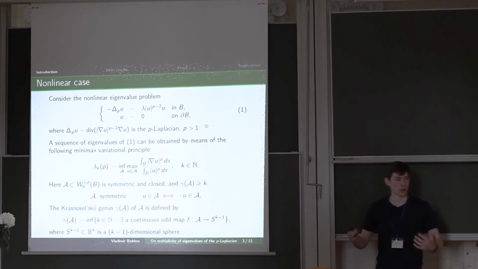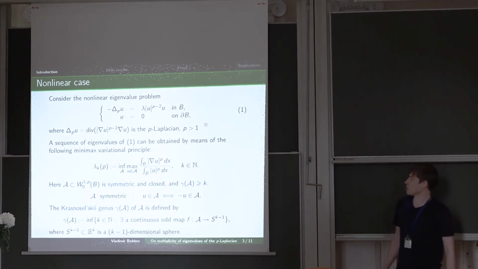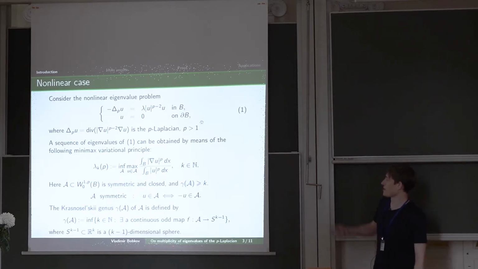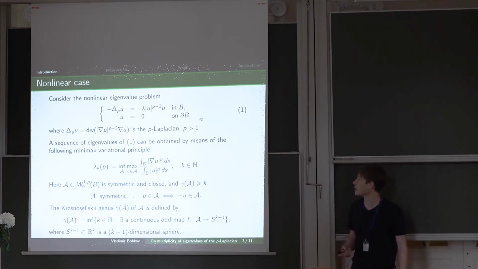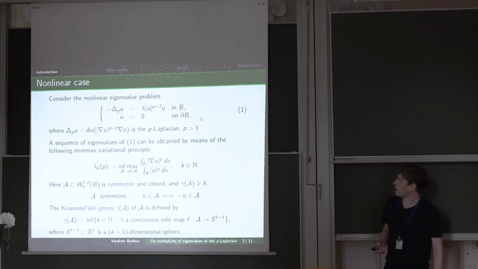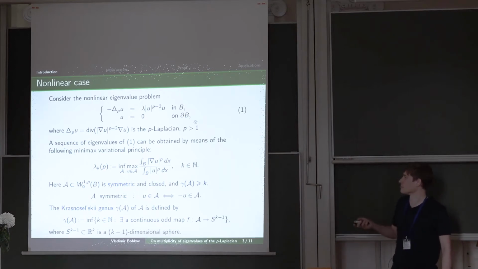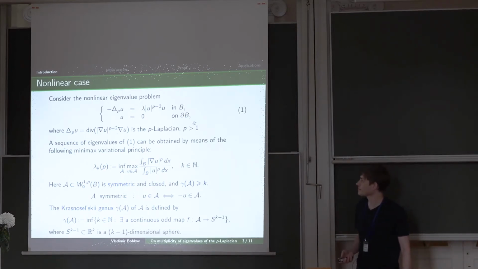So now we come to our nonlinear settings. Let us consider this eigenvalue problem number 1, which is a nonlinear eigenvalue problem. On the left-hand side, we have the classical p-Laplacian, which is the divergence of the gradient to the power p minus 2 times the gradient, and p is greater than 1. Of course, problem number 1 is written in a pointwise way, but we have to understand it in the weak sense. This is the formal way of writing that.